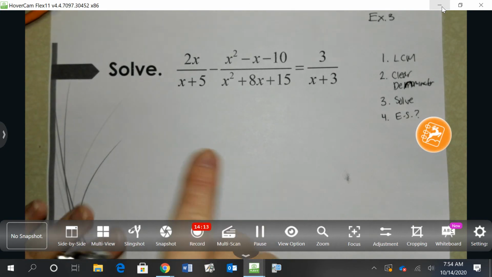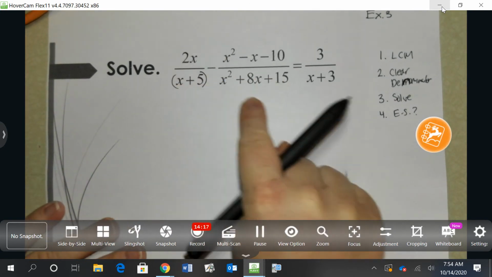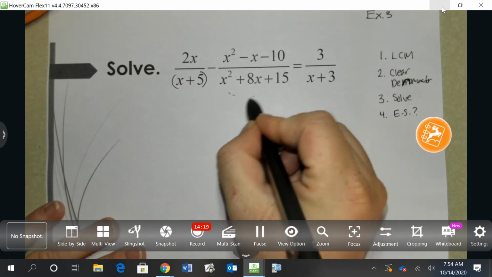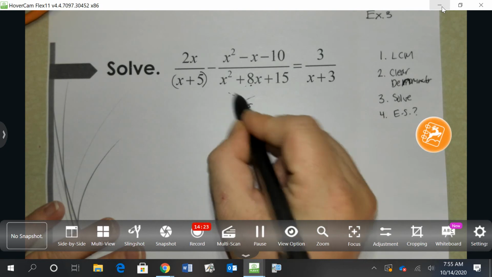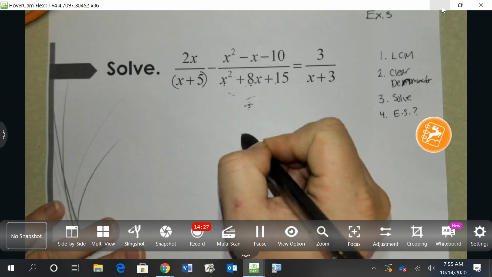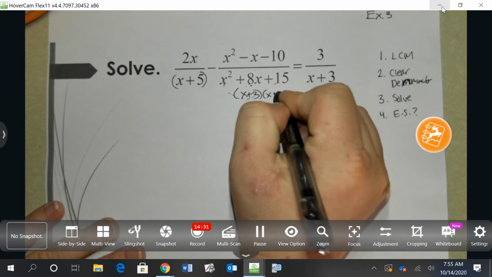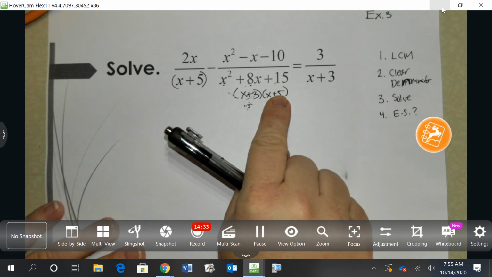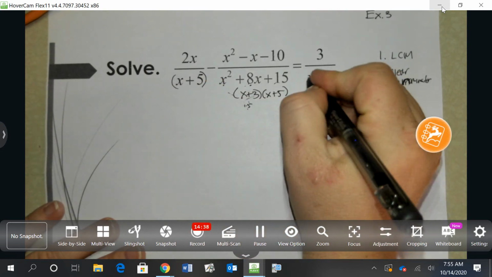Okay, let's start with the LCM. So this is x plus 5, and I need to factor this. What multiplies to equal 15 and combines to give you 8? What multiplies to equal positive 15 and combines to equal 8? That would be 3 and 5, x plus 3 and x plus 5. What's nice about this is that the leading coefficient is a 1. I don't have to worry about bottoms up.